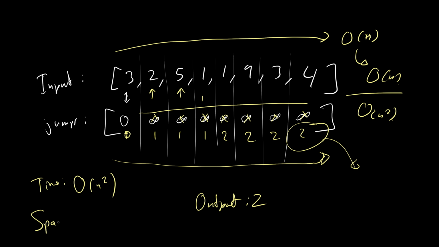So what about space? The space complexity, we added this jumps array, right? That's O of n. Cool. So that's pretty much it. So let's code it.